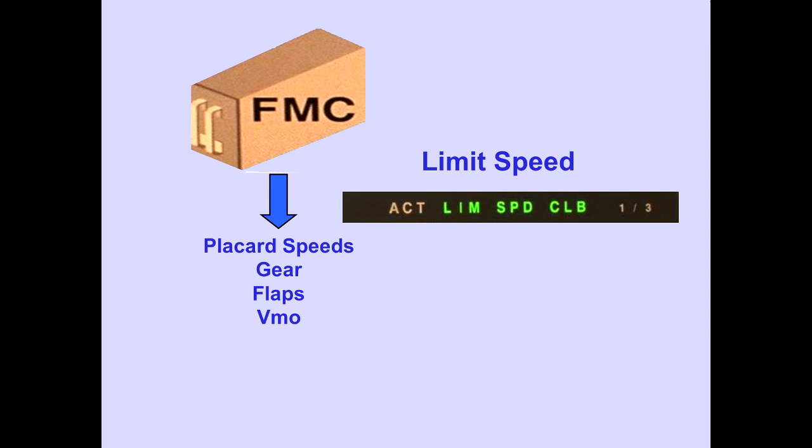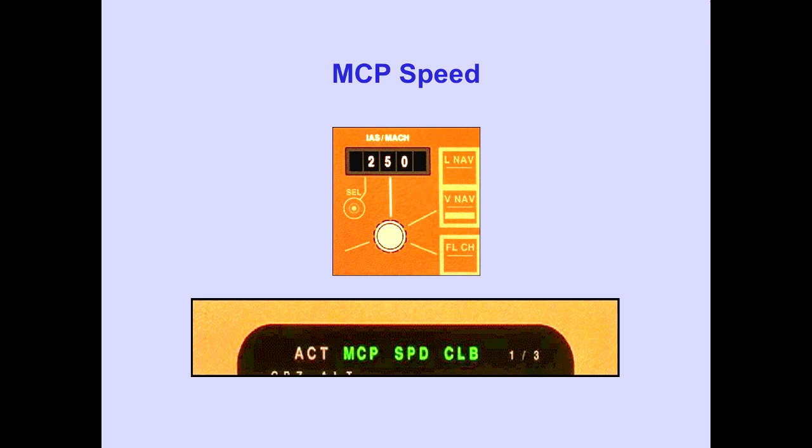The FMC is controlling to a placard speed. Limit speed is displayed in the page title. MCP speed intervention is selected. MCP speed is displayed in the page title. Speed intervention is discussed in the AutoFlight LNAV VNAV module.